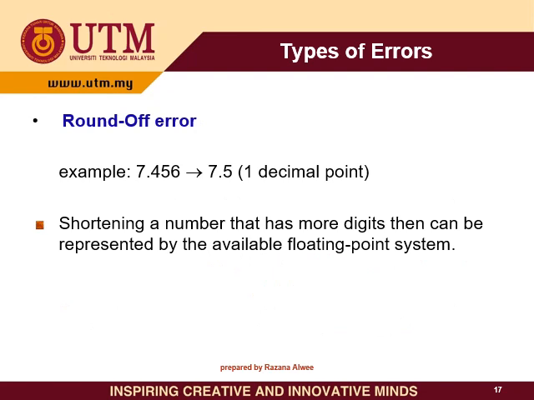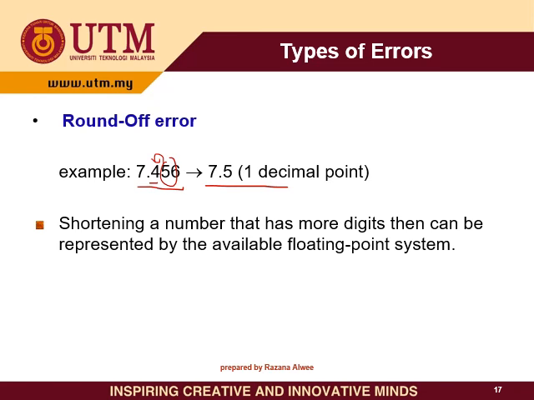Then we have round-off error. For example, I think this is quite familiar to you. Round-off error: we have 7.456, and then we round off to 1 decimal point, which is 7.5. This is 5, so we change this one, 7.5, to 1 decimal point. We're shortening a number that has more digits than can be represented by the available floating point system.